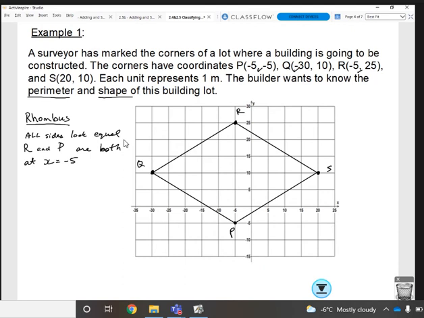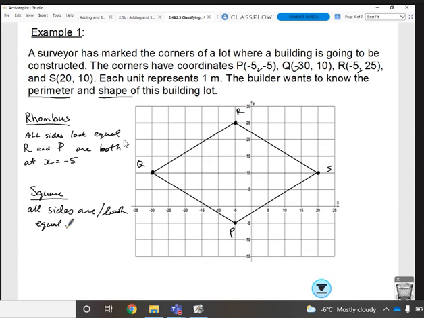Now, you say that all the sides look equal. Maybe it could also be a square based on that, right? All sides. Oh, okay, maybe not. Or they look equal. Who knows?